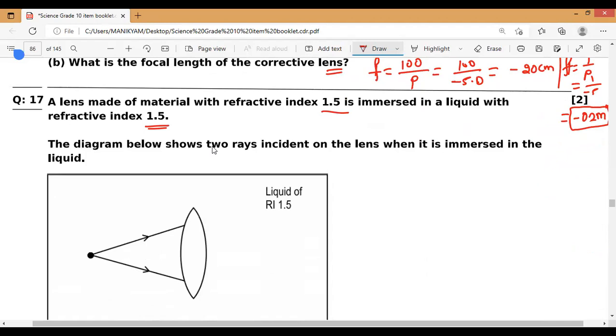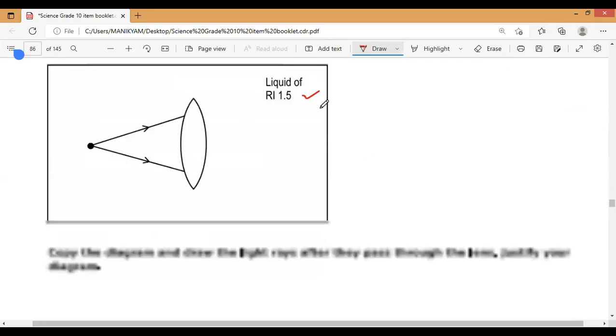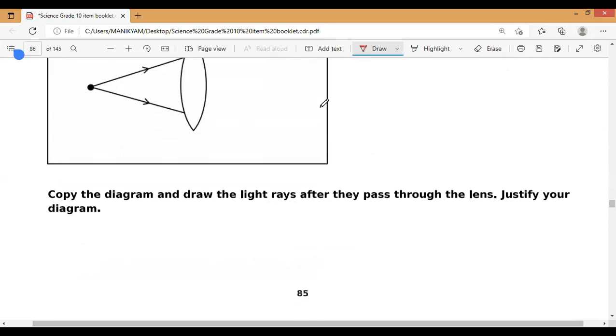Refractive index of the lens is also 1.5, immersed in a liquid with refractive index 1.5. The diagram below shows two rays incident on the lens when it is immersed in the liquid. The liquid has refractive index 1.5 and the material also has refractive index 1.5. Now copy the diagram and draw the light rays after they pass through the lens.